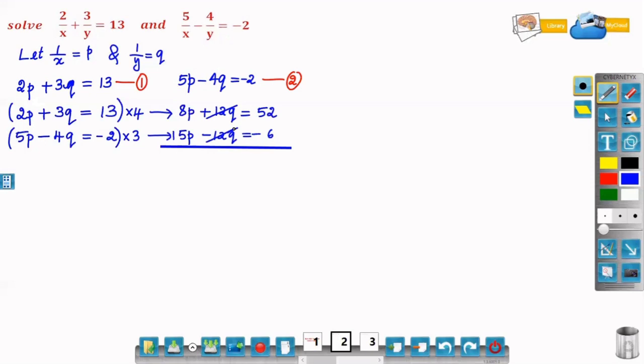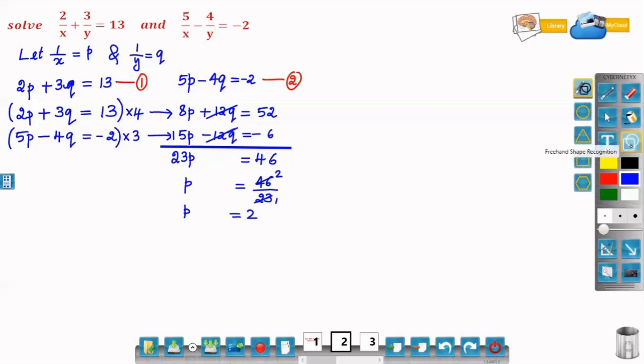Plus 12q minus 12q is 0. 8p plus 15p is 23p is equal to 52 minus 6 is 46. So p is equal to 46 by 23. 23 ones are 23, 23 twos are 46. P is equal to 2. Now we got the value of one variable, that is p is equal to 2.